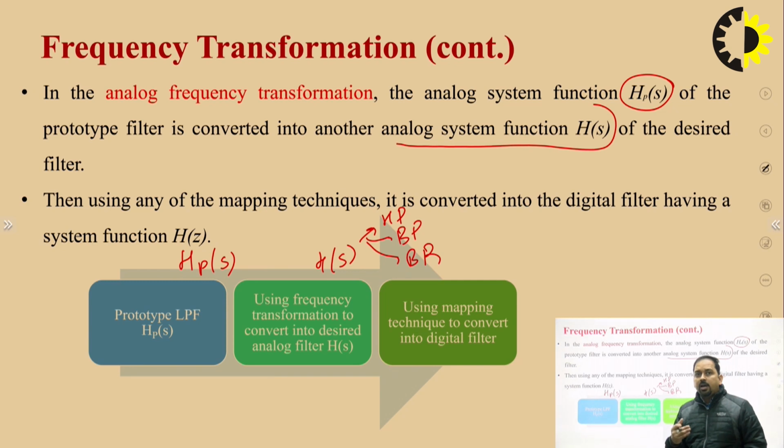Afterwards, since we are already aware that we are interested in designing a digital filter, at this particular stage we use a certain kind of mapping technique. It can be an impulse invariance transformation technique, or it can be a bilinear transformation technique. So this is the method behind designing the other filters, which are high pass, band pass, and band reject.